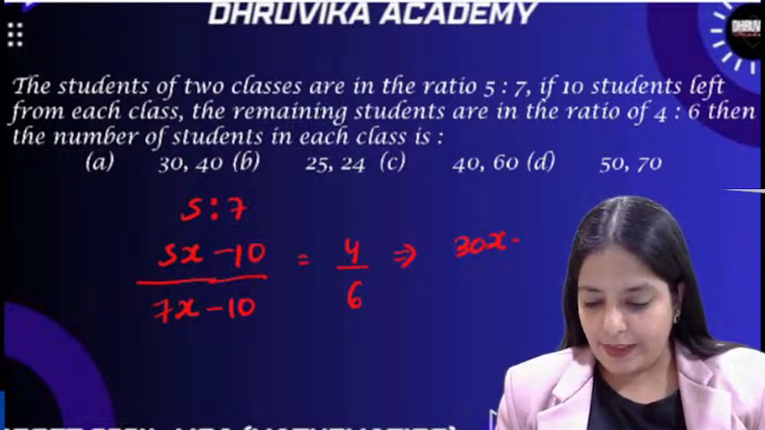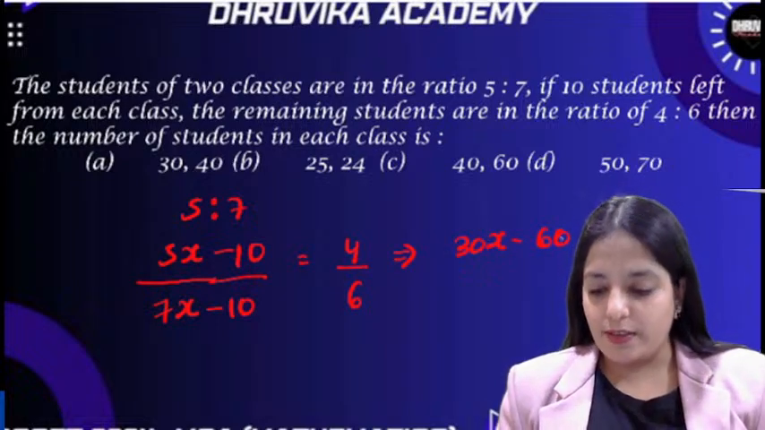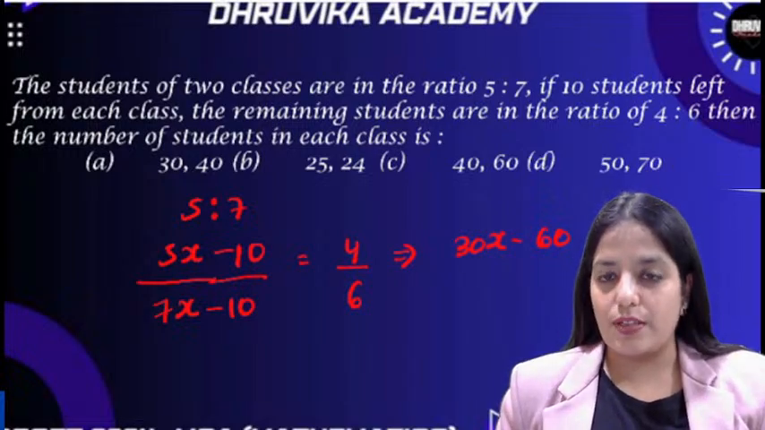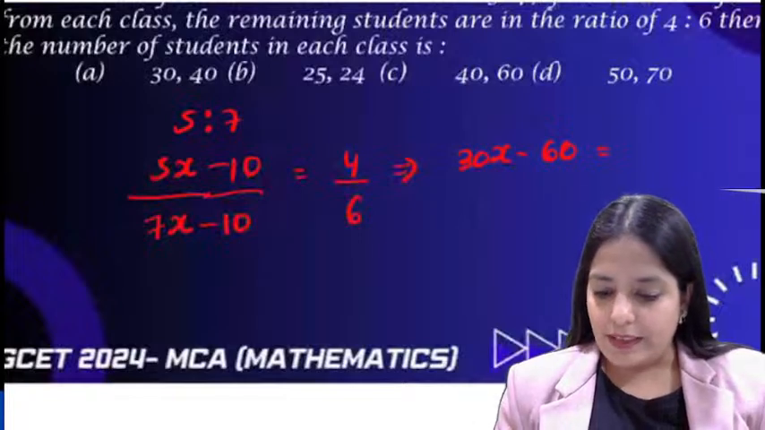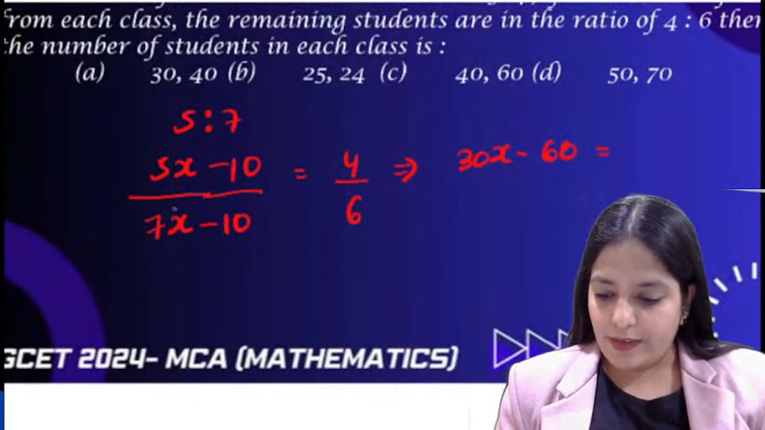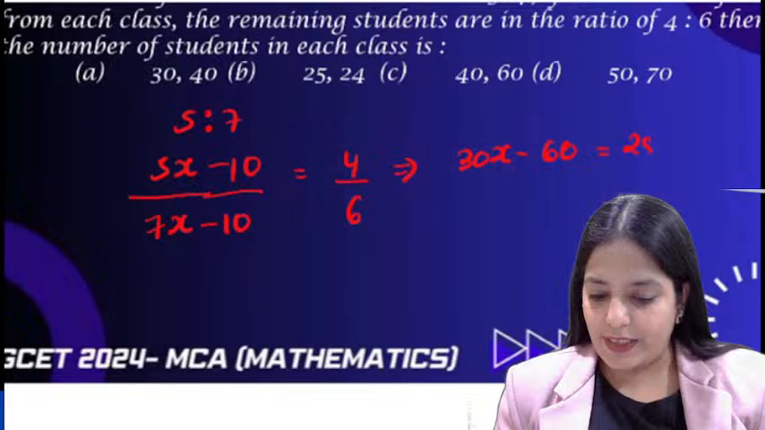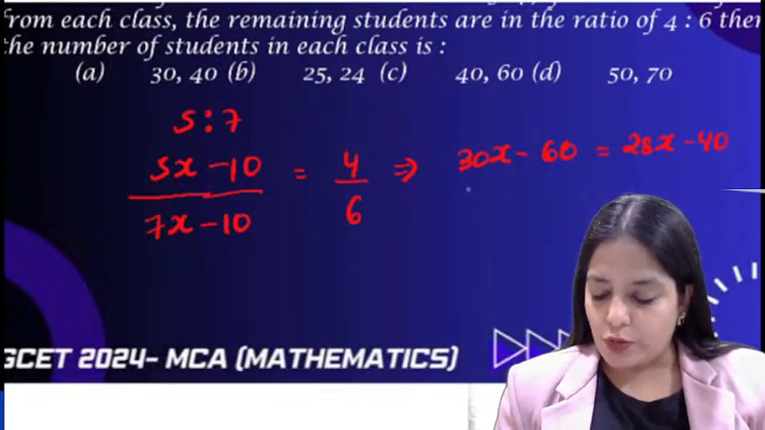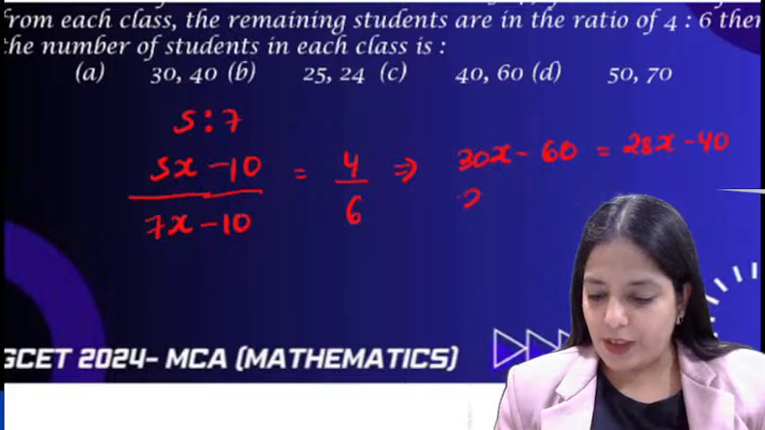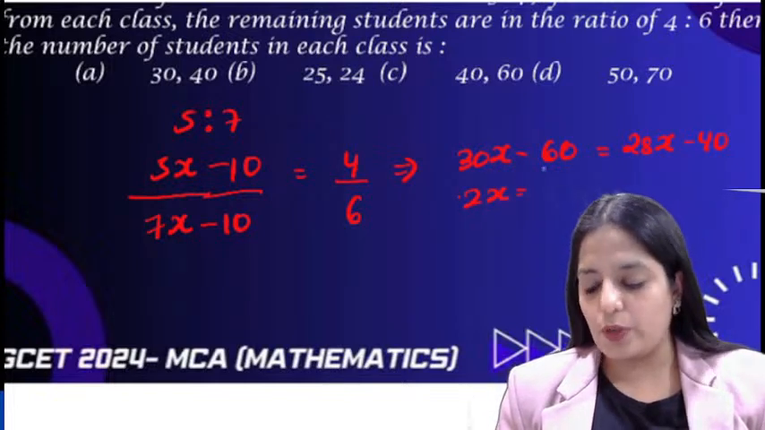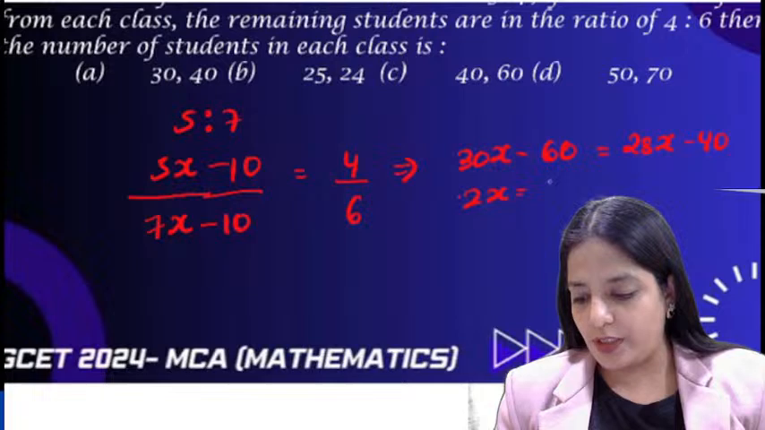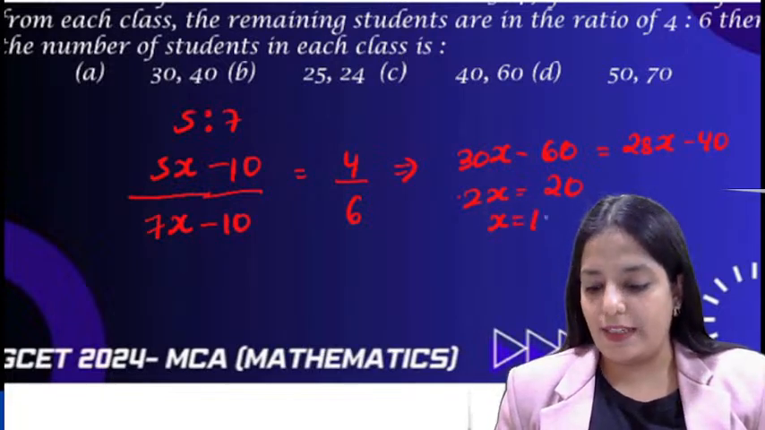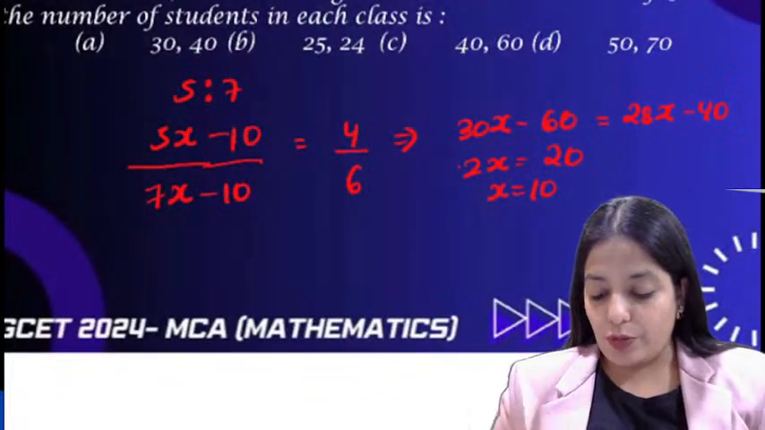30x minus 60, just cross multiply. 30x minus 60 is equal to 28x minus 40. So 30x minus 28x, that would be equal to 2x. 60 will go to RHS, 60 minus 40 is equal to 20, and x will come out to be 10.